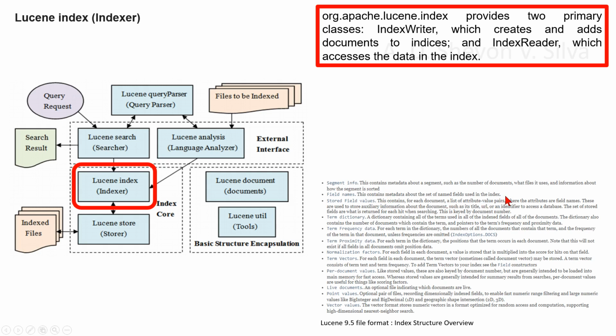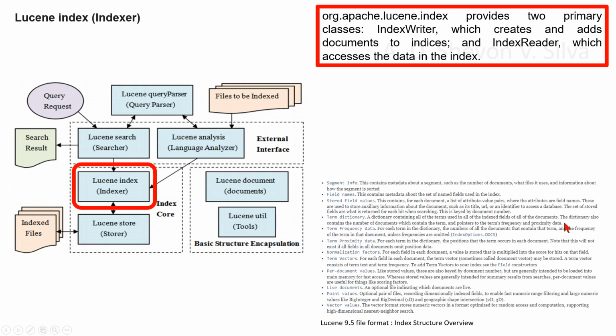Field names: this contains metadata about the set of named fields used in the index. Stored field values: this contains, for each document, a list of attribute-value pairs where the attributes are field names. These are used to store auxiliary information about the document such as title, URL, or an identifier to access databases. The set of stored fields are what is returned for each hit when searching. This is keyed by document number.